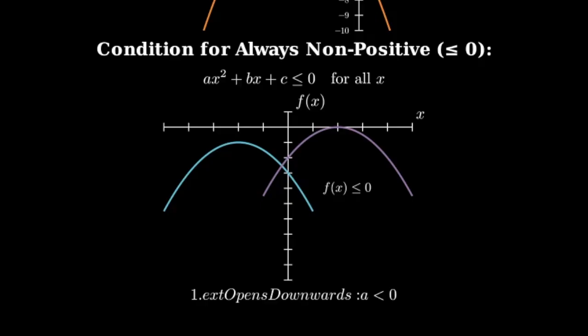What about the roots? Since we allow the function to be equal to 0, the parabola is allowed to touch the x-axis at exactly one point, its vertex. It still cannot cross the x-axis, having two distinct roots, because then it would become positive somewhere. So we need either no real roots, discriminant less than 0, or exactly one real root, discriminant equal to 0. Combining these, the discriminant b squared minus 4ac must be less than or equal to 0.